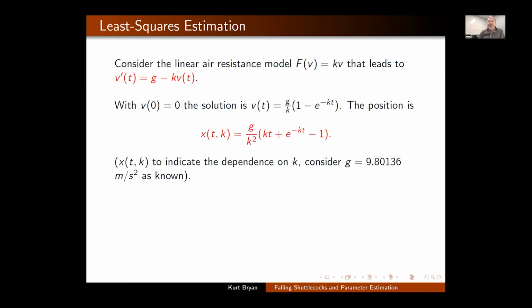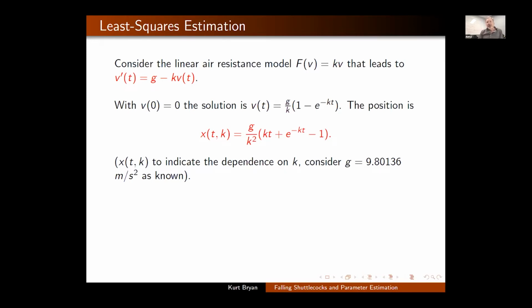Integrate again in time, assuming that the thing starts at position 0 at time 0. And in red there, you get the position, the distance fallen by the shuttlecock as a function of time. It has that unknown parameter K in it. And so I treat X as a function of T and K for convenience. G, at the location that the experiment was conducted in, I believe it was New Haven, Connecticut, they measured G as 9.80136, as many sig figs as you care to believe. So we're going to consider G as a known quantity.